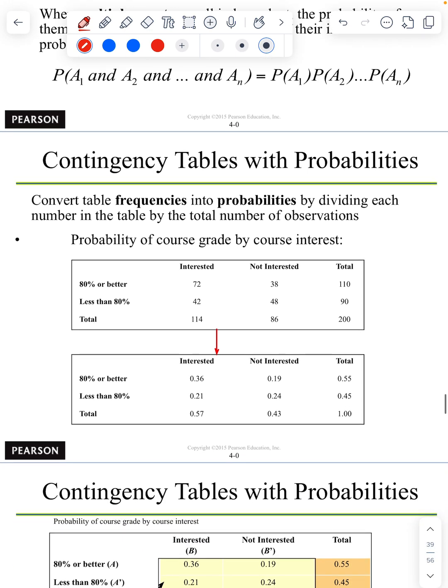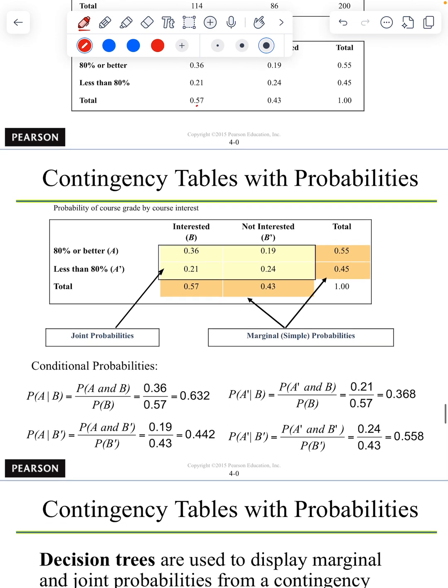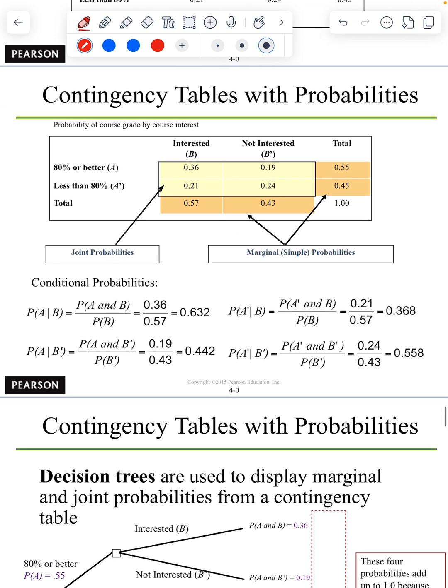So what we're going to do is, for example, the contingency table. If you divide 72 over 114 and 42 over 114, you get these percentages. Here you're dividing it by the total and so forth. So with the contingency table, you've got the probability of A and B occurring divided by B is 0.632. The probability of A occurring when they're not interested is 0.19 divided by 0.43.